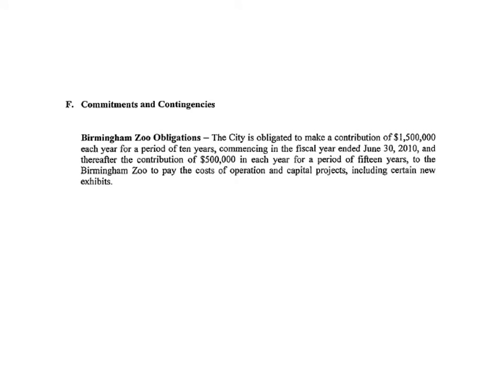I just thought this was interesting. Some of the other things you'll find, there's a commitments and contingencies section. So the city of Birmingham obviously has an ongoing obligation to make a contribution of $1.5 million each year for a period of 10 years, starting in June 2010 and thereafter. The contribution of $500,000 a year for a period of 15 years. So it looks like a 25-year commitment to the Birmingham Zoo, to kind of keep that asset to the community going and making sure it can cover its operating costs.